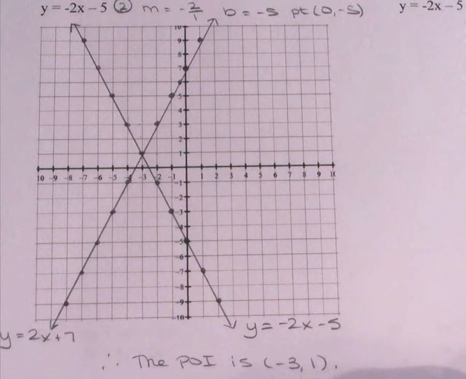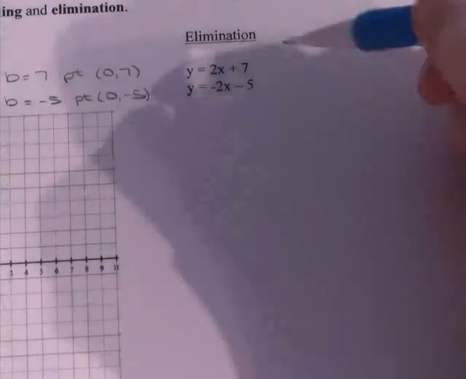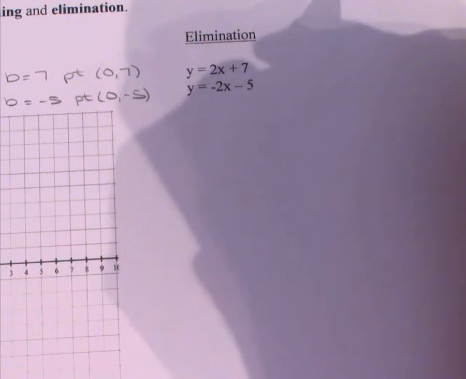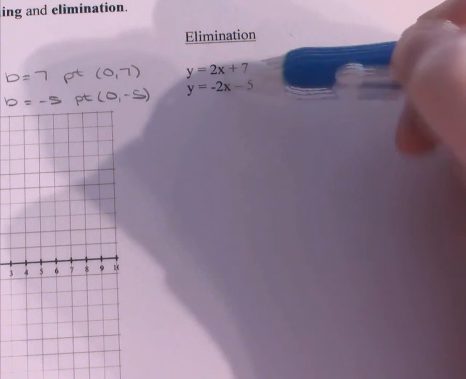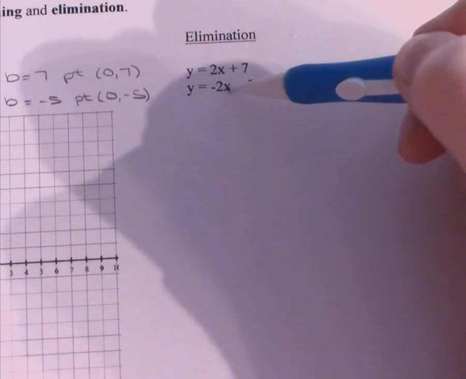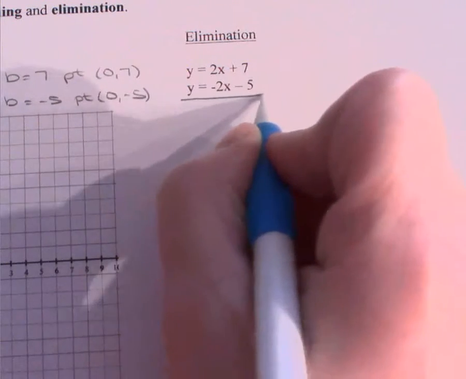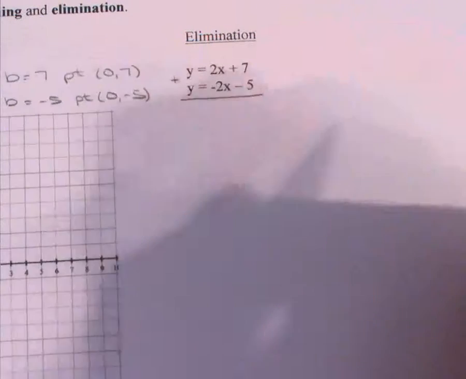Okay, let's review elimination again. So I'm looking at this equation, same one as we did with graphing, and I can see that this has a 2x and this has a minus 2x, so they already have the same number and they have the opposite sign, which I need to be able to add them. So I don't have to multiply these ones by minus 1 like we did yesterday. I can simply draw a line and add them.